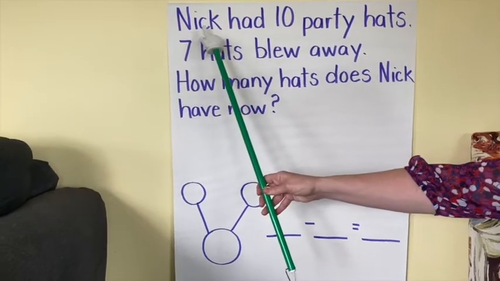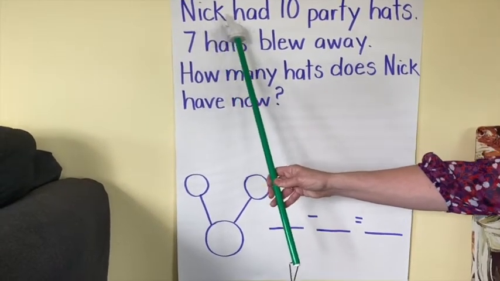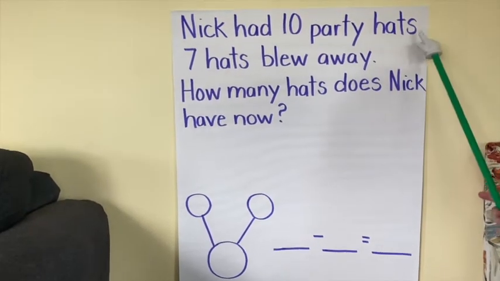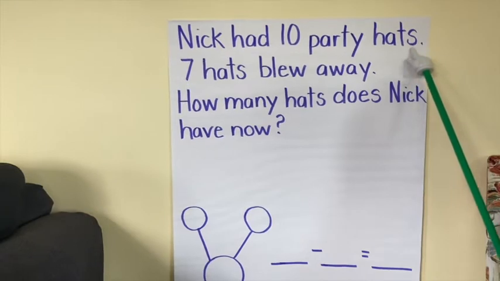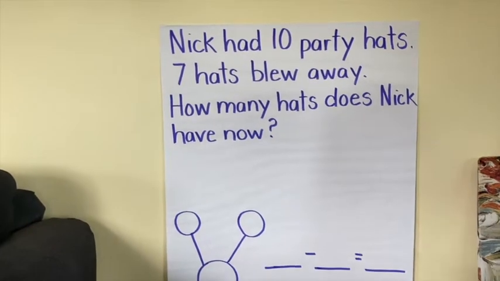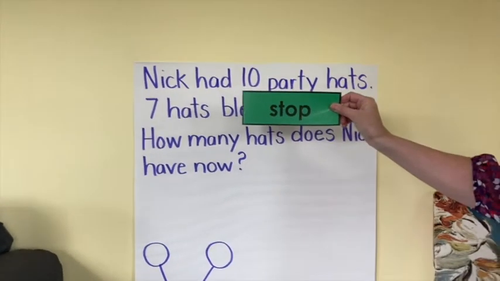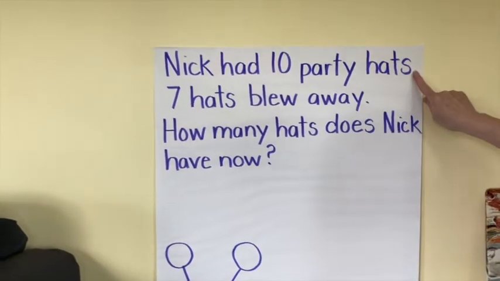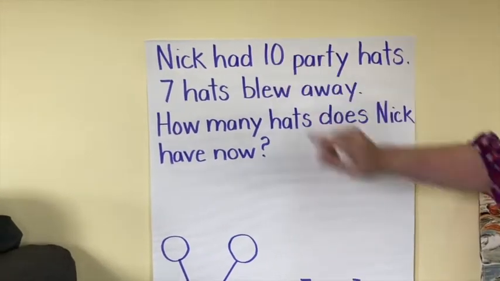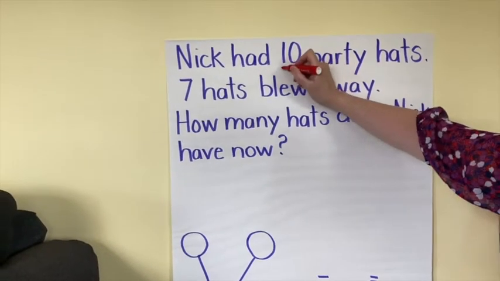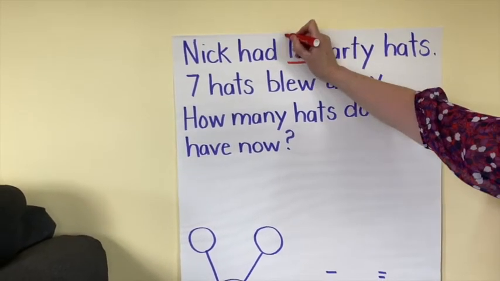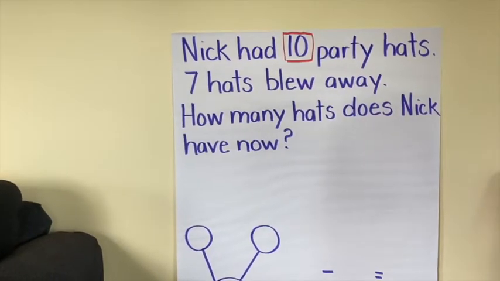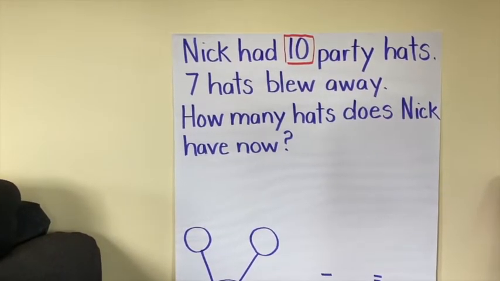If you want to read along with me, Nick had 10 party hats. Now there's a period here, which means I have to stop. So here's that word stop, a 2G word, S-T-O-P, stop. So at this period, I'm going to stop and go, ooh, there were 10 party hats. I bet that's important to my story. So I'm going to put a box around it. And then I'm going to say to myself, okay, let's keep reading.